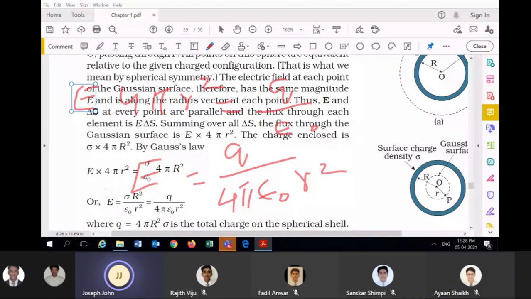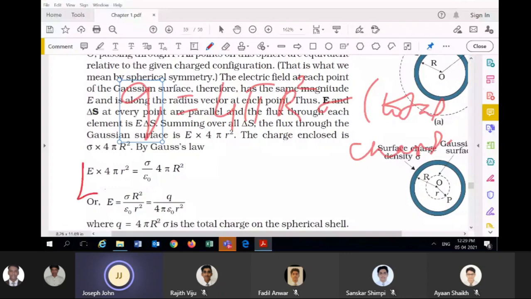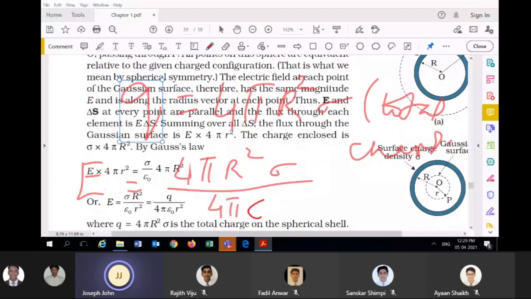But Q is equal to, you have to find the total charge. Q is equal to 4 pi capital R squared into sigma, your total charge. Can you replace by that one? Instead of Q, you replace by 4 pi R squared sigma divided by epsilon naught small r squared, isn't it?